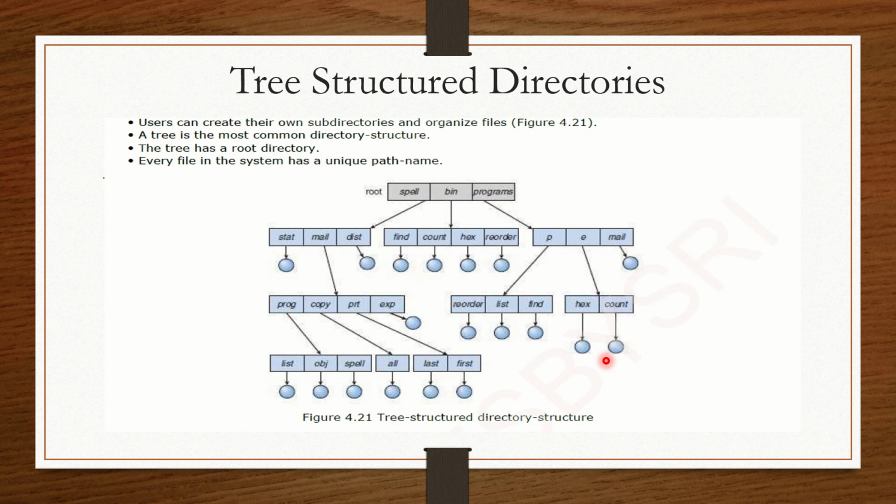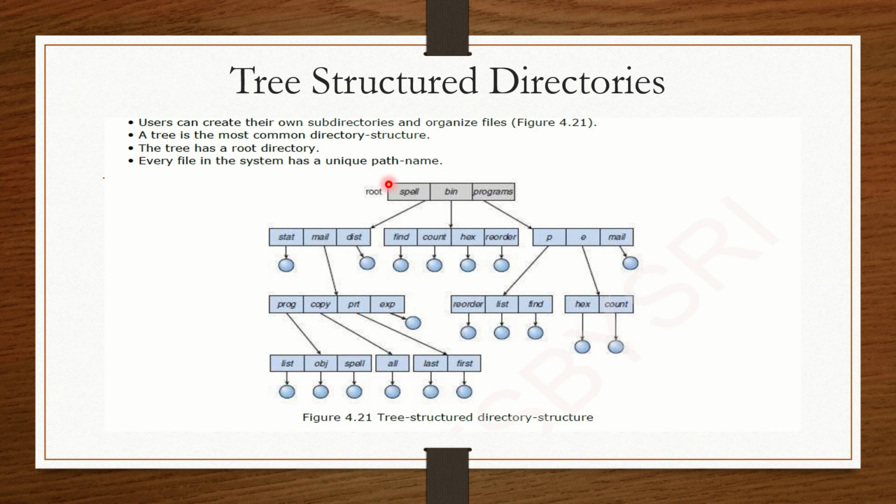Okay, to solve this, we are coming with tree structured directories. That is the third type of directory structure. Here in this case you can see that there is no single level or two level. Multiple levels, or any number of levels, the system can create in its directory structure. Users can create their own subdirectories and organize files. There are no restrictions of single level or two level.